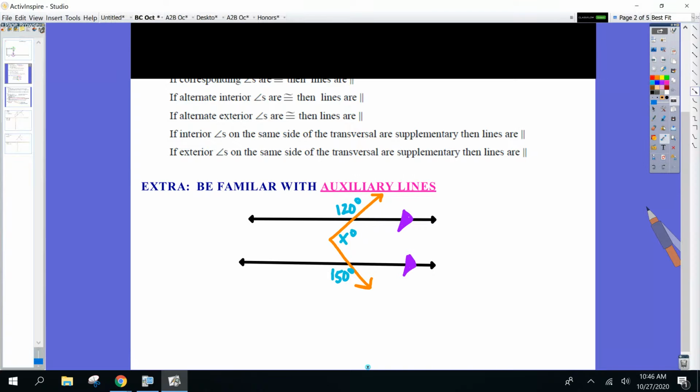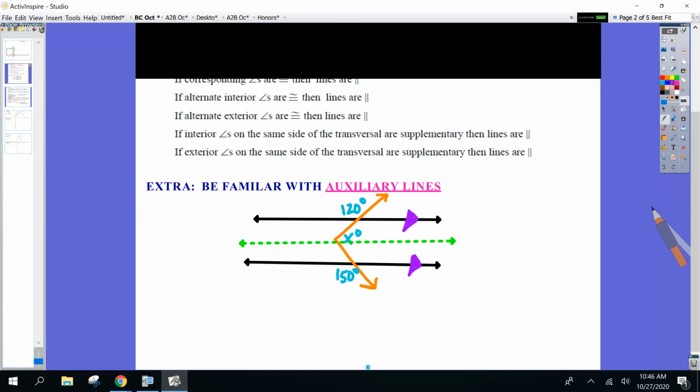Preferably, to help you out the best, you want to put that auxiliary line right through that angle, making sure that it is parallel to the other two. I know mine's a little crooked, but hey, we'll deal with it. Please keep in mind that the auxiliary line I just drew in does not bisect angle X. Does not bisect angle X.